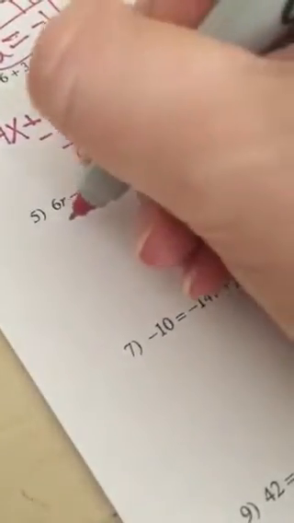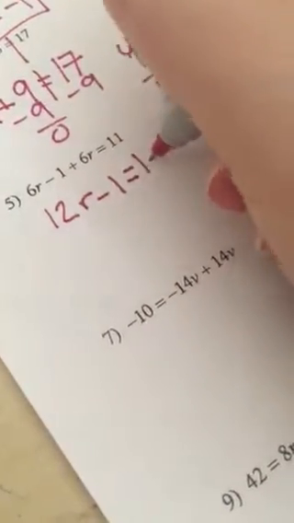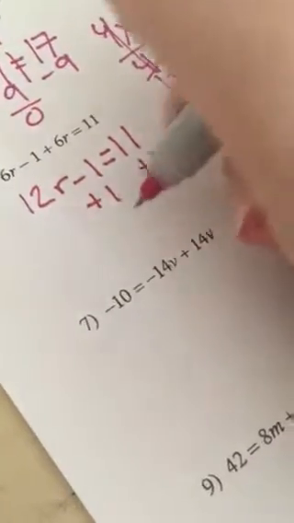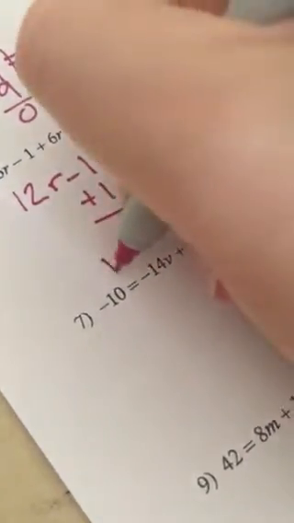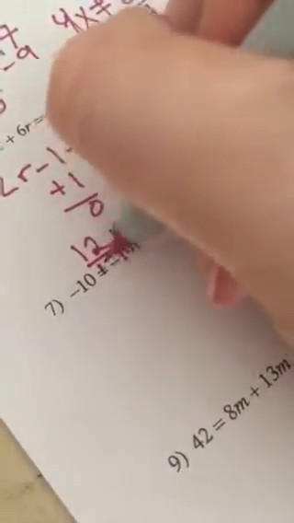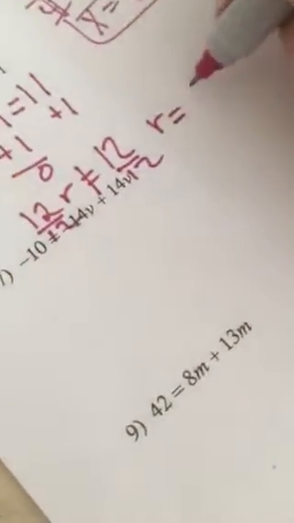Number 5, once again, I have to combine my like terms. So 6r plus 6r is 12r minus 1 equals 11. I'm going to add 1 to both sides. I'm left with 12r equals 12. And I know when I divide on both sides by 12, I'm going to get r equals 1.